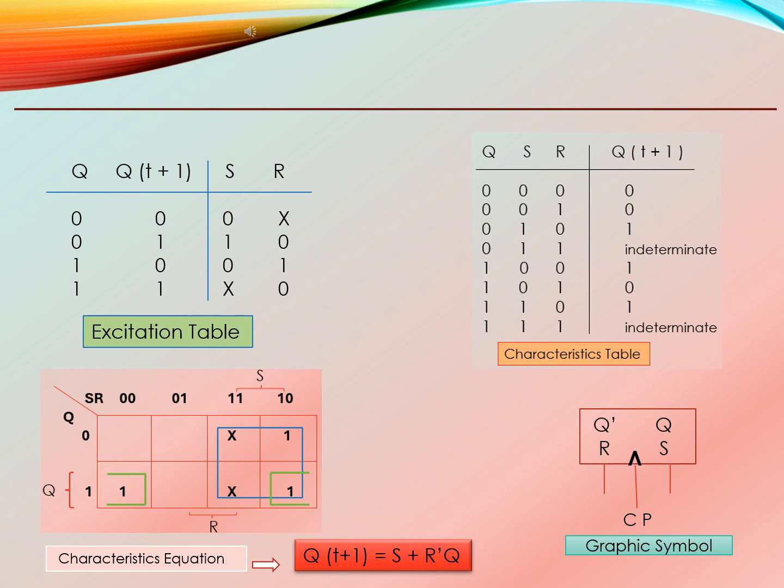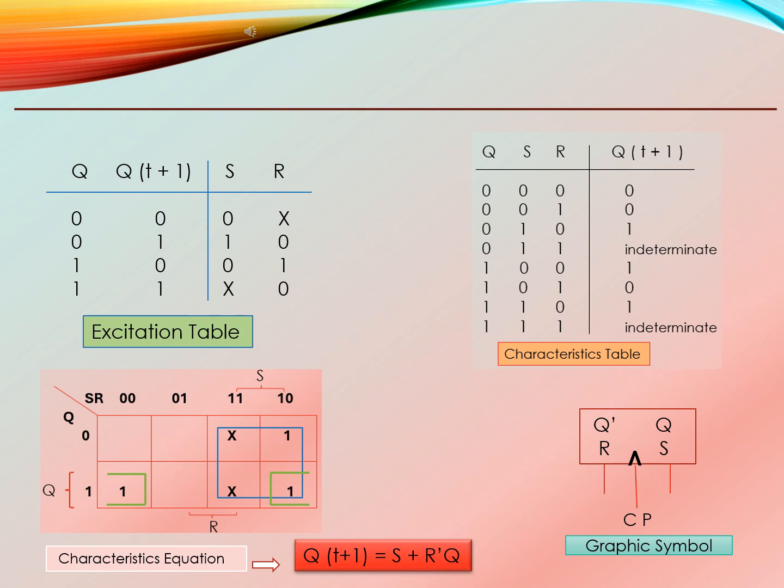Now let's derive the equation. When is Q(t+1) equal to 1? In row 2, Q(t) equal to 0 to Q(t+1) equal to 1, S equal to 1, so R equal to 0. In row 4, Q(t) equal to 1 to Q(t+1) equal to 1, so R equal to 0 and S is a don't care position.